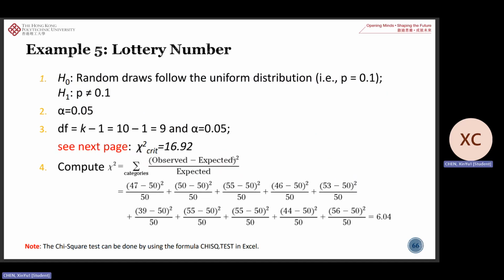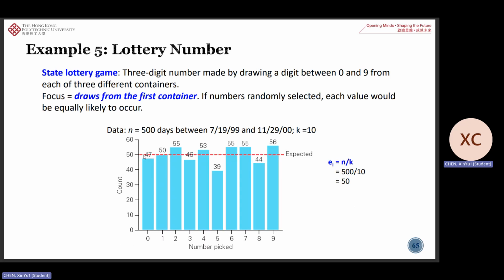Okay. And then here we can also make a hypothesis test. Random draws follow a uniform distribution. Uniform distribution means that all the counts are exactly equal. But of course, in reality, it's not exactly equal. So the question is, in this situation, can we say the blue graph is statistically the same as the uniform distribution, the red line? To answer this question, we can conduct the chi-square test.